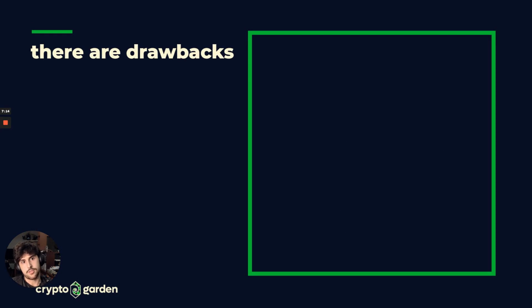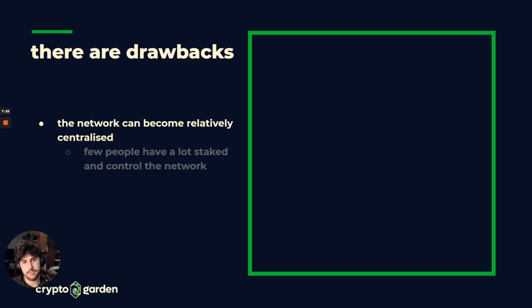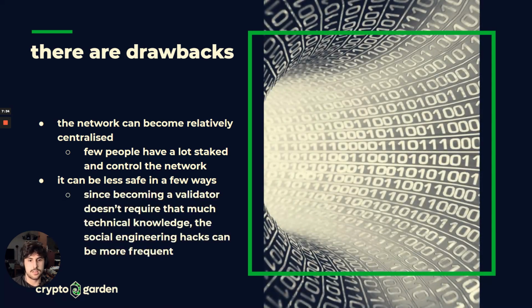But there are also drawbacks, right? The network can become relatively centralized. The more money, the network is based on the people that have the most money. So few people that have a lot staked control the network. And it can be less safe in a few ways, since becoming a validator doesn't require as much technical knowledge, right? If you're just counting the amount of coins I have and I just set up my laptop to do the validation, since it doesn't require a powerful computer, this person is more likely to be a victim of social engineering hacks, right?